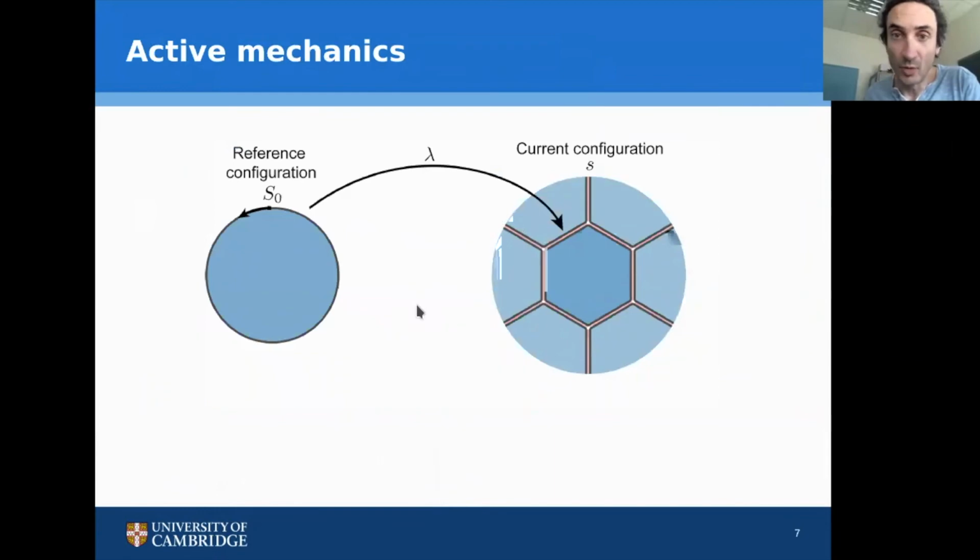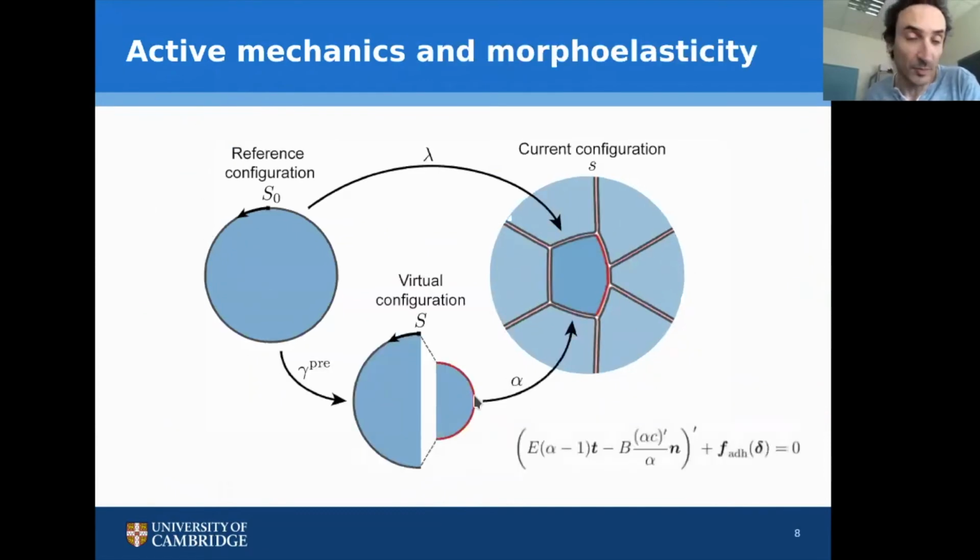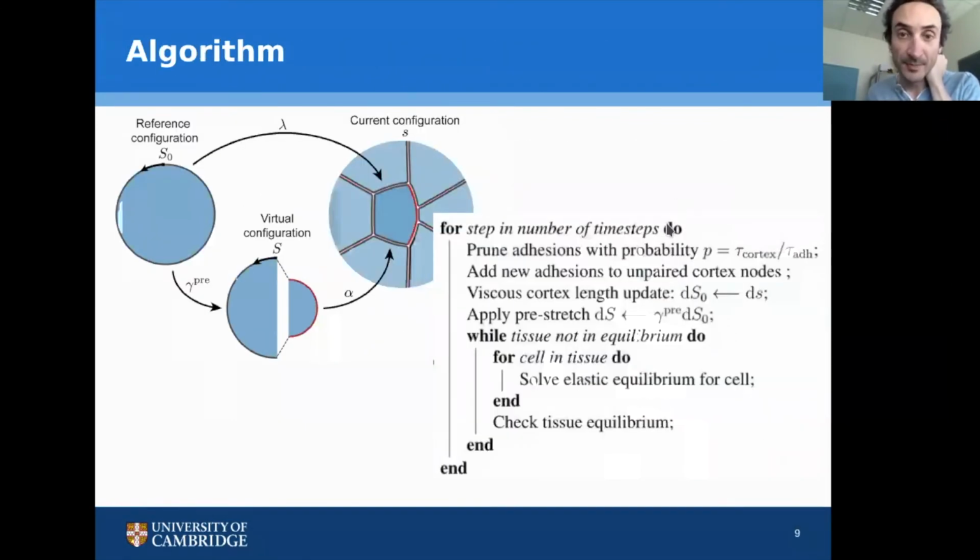Now the way we implement active mechanics, so myosin effect on that, is to use morphoelasticity. You have a virtual configuration in which you say that the equilibrium length of some portion of this cortex is actually shorter because myosin has been working on it and contracting it. So this is a pre-strain approach rather than pre-stress this time. And then the elastic mechanical balance is calculated from this virtual configuration to the current configuration. So this is the algorithm that is used here.